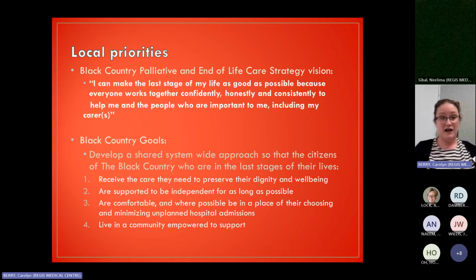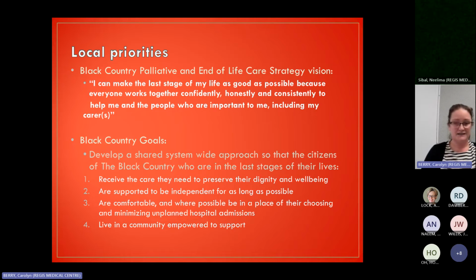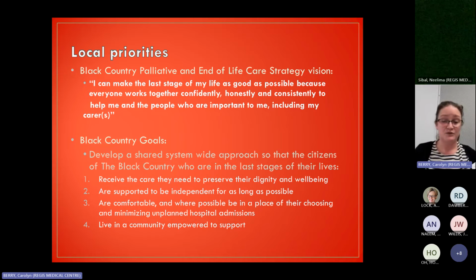We also have a local strategy and vision. We have a Black Country Palliative and End-of-Life Care Strategy vision, which is identical to the Ambitions vision, so I won't read that out again. And the goals very much mirror the same priorities. We want a system-wide approach so that people in the Black Country who are in the last stages of their illness get the care they need to preserve their dignity and well-being, are supported to be independent for as long as possible, are comfortable and where possible in a place of their choosing, minimising unplanned hospital admissions and living in a community empowered to support them.